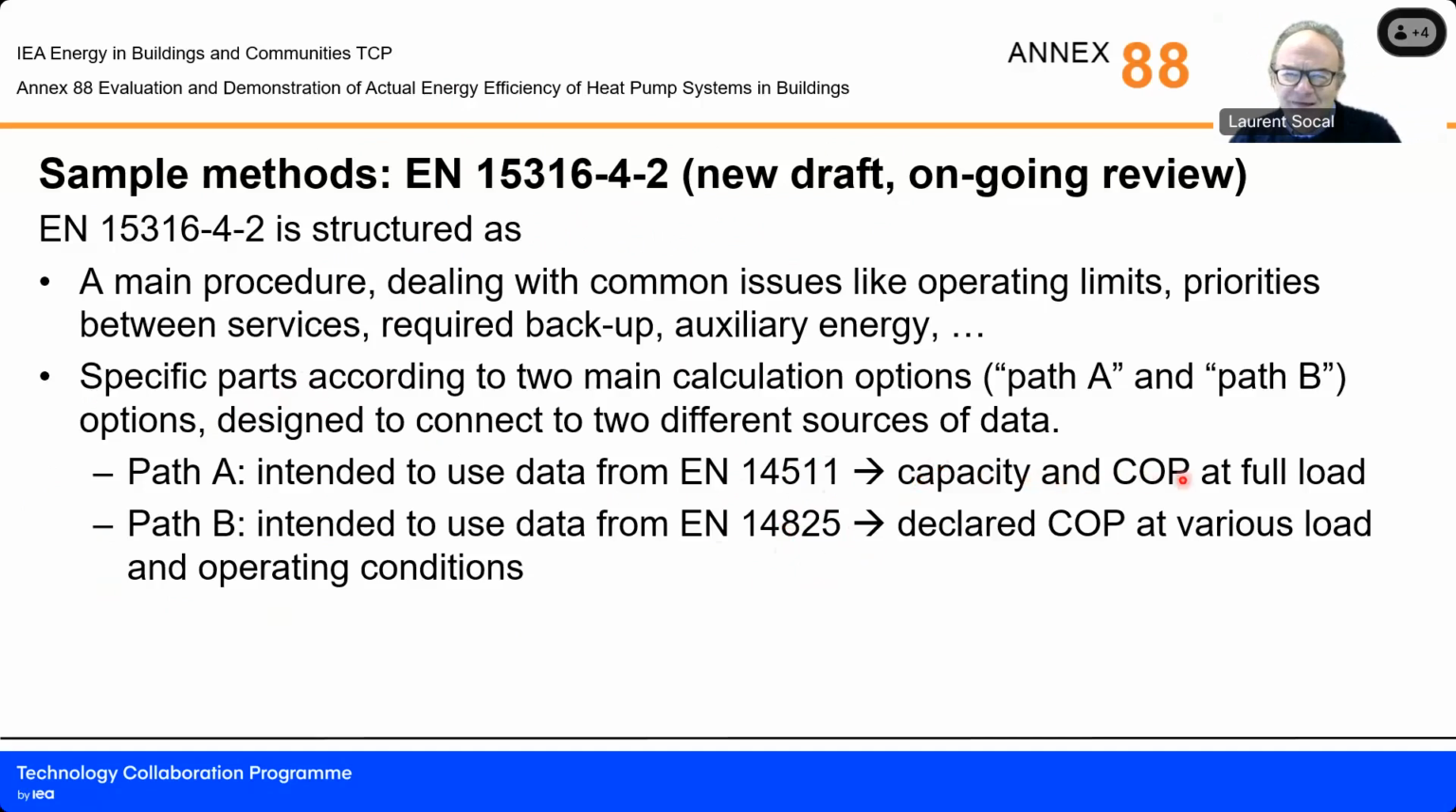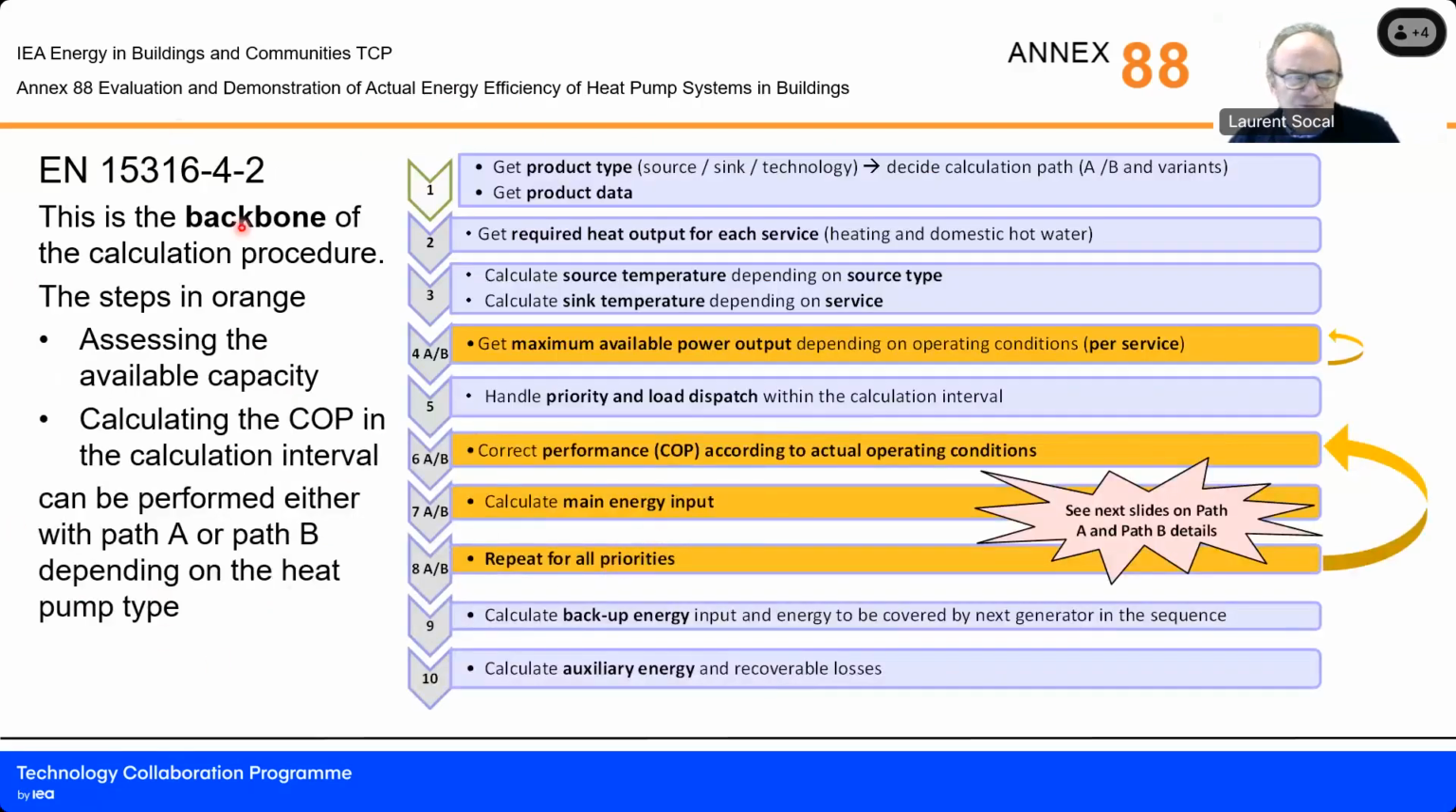Typically, you take capacity and COP at full load for path A, and then you correct according to part load, and then EN 14825, which is declared COP at various load and operating conditions. And you can see here the general structure.